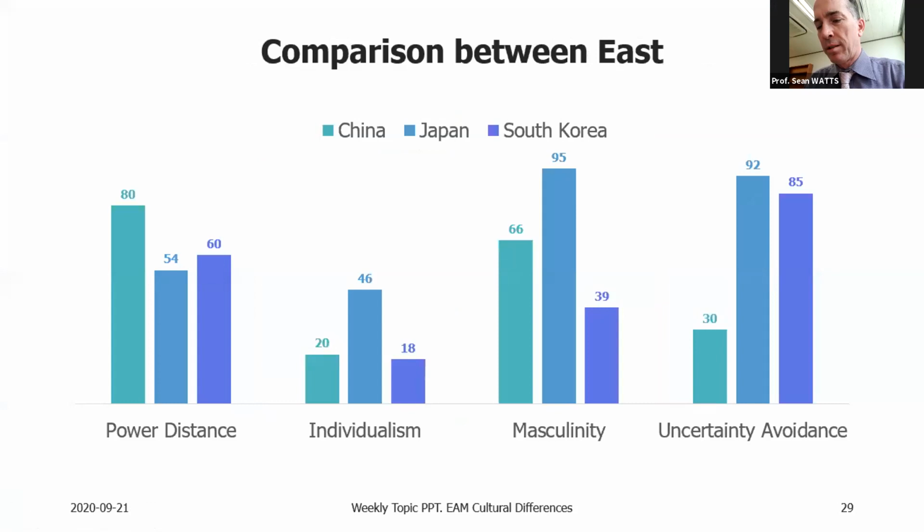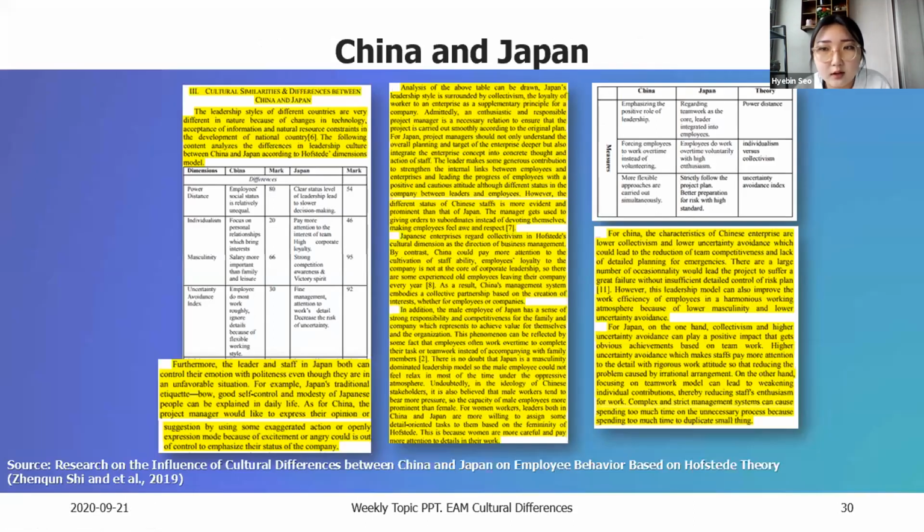And next, we're going to focus on the comparison between East Asian countries. First, I found a journal which compares China and Japan. As you can see on the left, about the power distance, for China it says employees' social status is relatively unequal. In Japan, it says clear status levels of leadership lead to slower decision making. And for individualism, China focuses on personal relationships, which brings interest. And Japan pays more attention to the interest of the team, with high corporate loyalty.